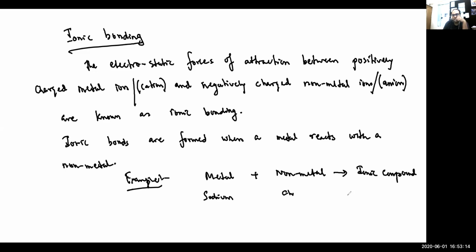But now, aluminium plus oxygen is aluminium oxide, which is an ionic compound. But aluminium plus chlorine is aluminium chloride, but this is not an ionic compound.